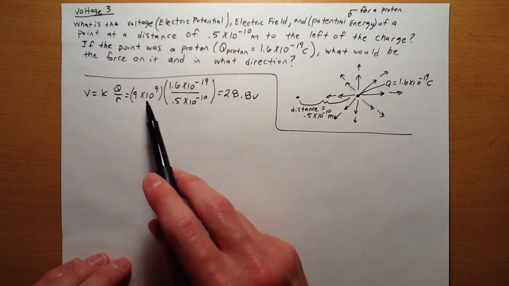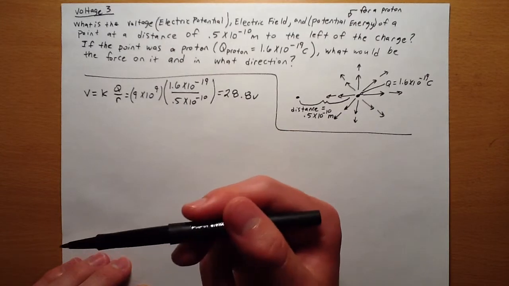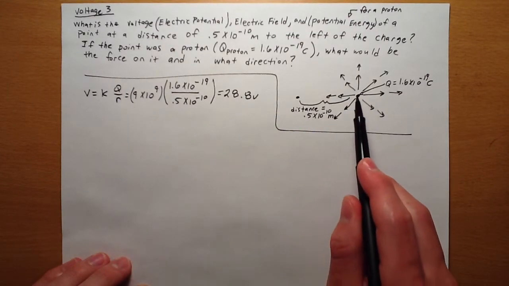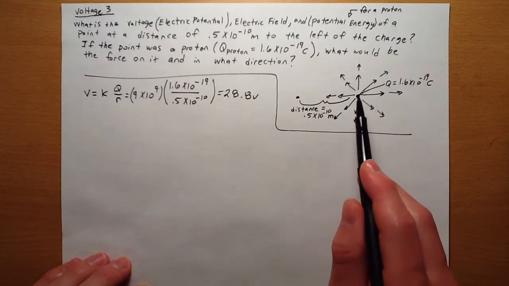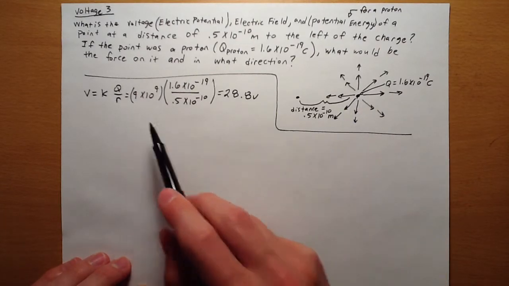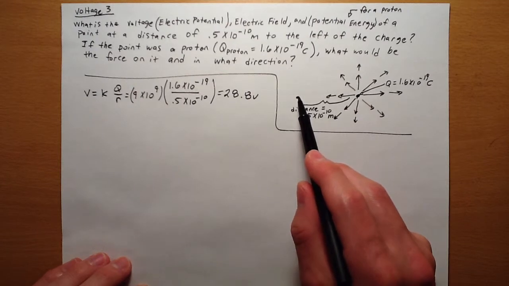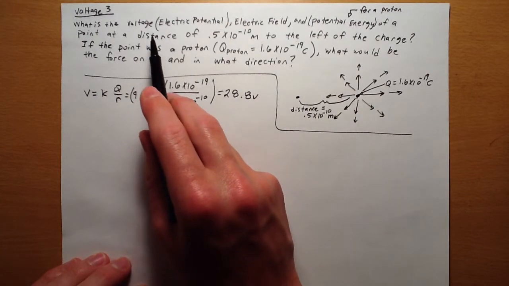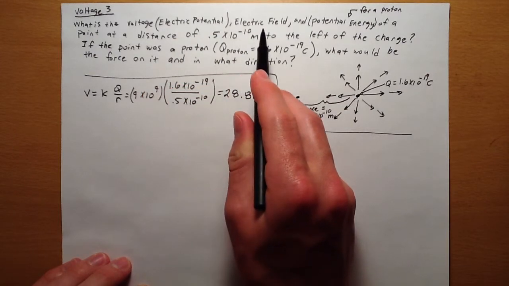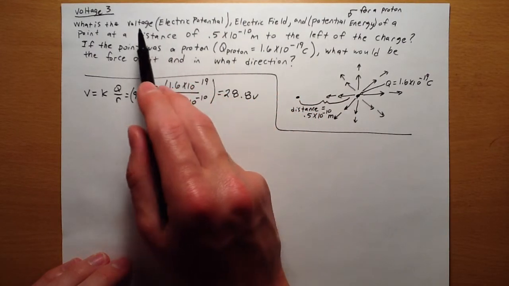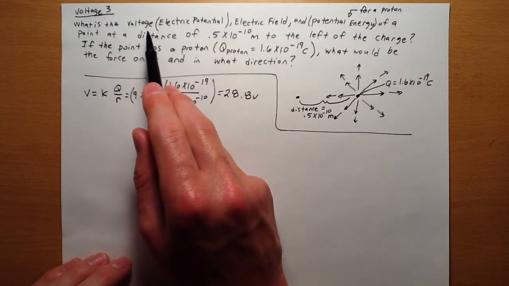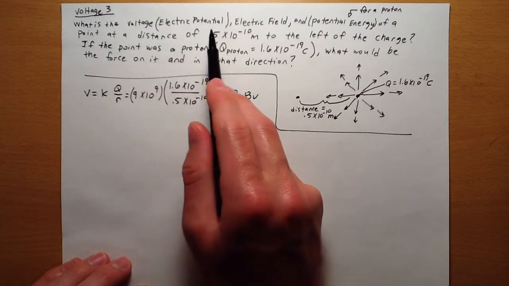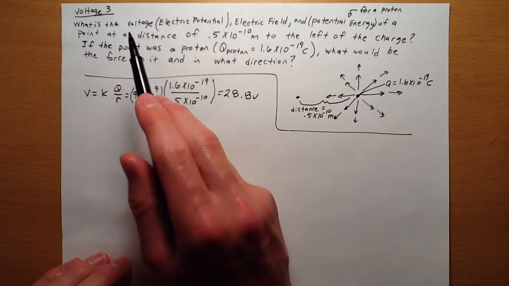9 times 10 to the 9 for K, it's a constant that you know. Q is the charge of the point right here that's causing the electric field. R is the distance from the electric field. Now the problem asks us to solve electric field. And before we go on to that, note that voltage is synonymous, or the same word, as electric potential. Electric potential and voltage mean the same thing.